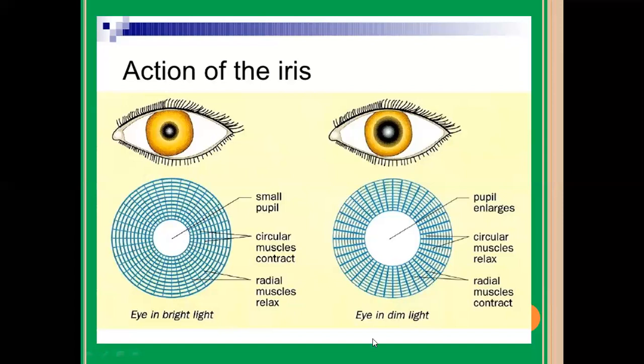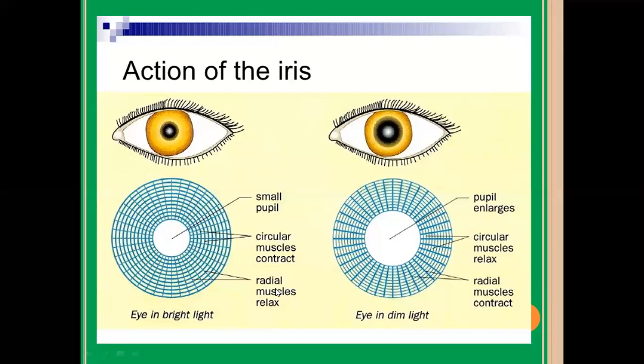Is it clear? Now in this case you can see the pupil size is increased. How is it dilated? It is dilated in dim light. When there is dim light, circular muscles relax and radial muscles contract, and at that time the size of the pupil increases, or you can say the pupil is dilated. Is it clear?